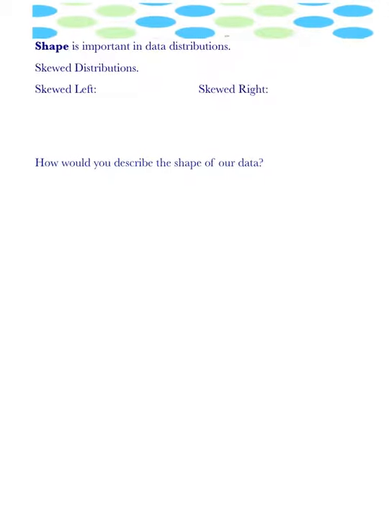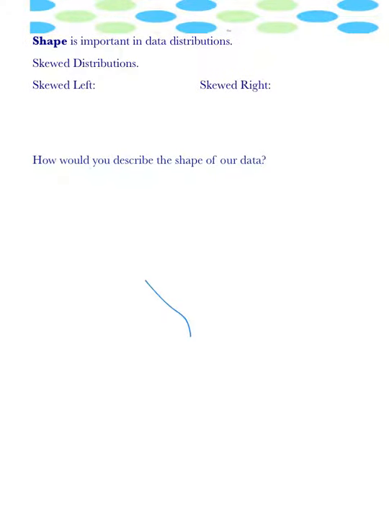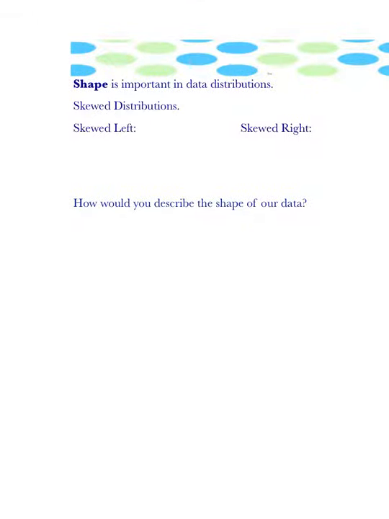Shape is really important when I'm looking at data distributions. It kind of tells me the flow of the data and where most of the data is located. So what I like to do whenever I'm looking at shape is you've got your dot plot, and you've got dots somewhere. If you draw a line over the top of the data and it looks like this, we'd say this is skew left.